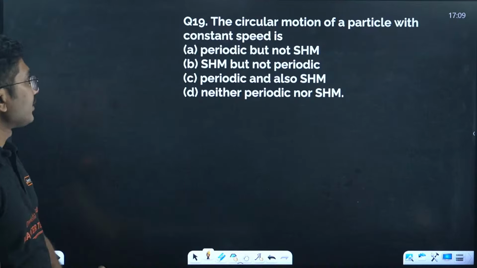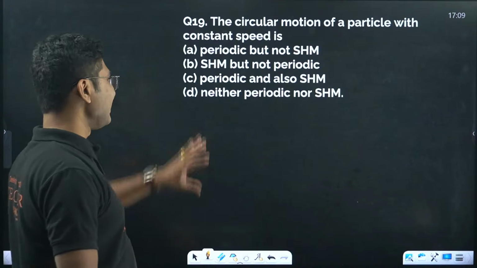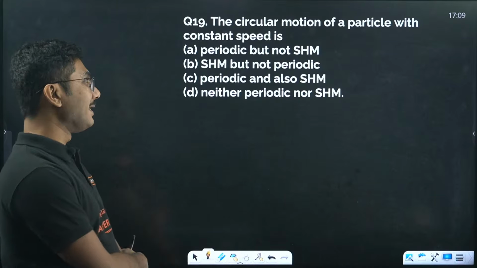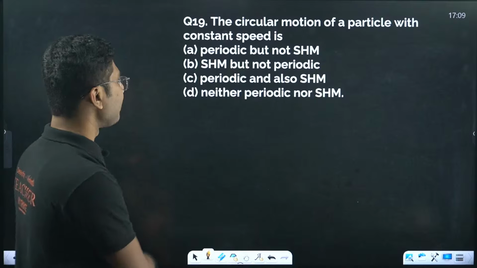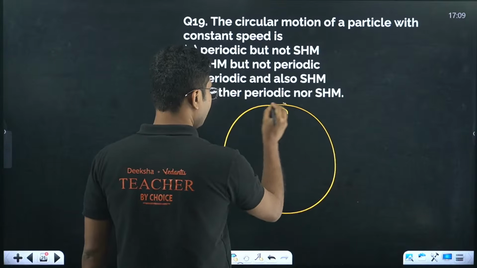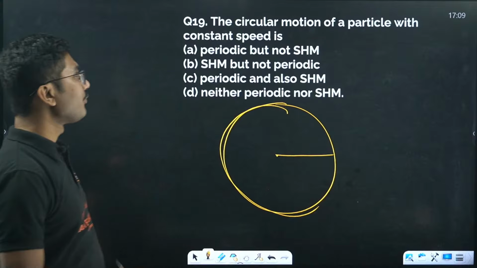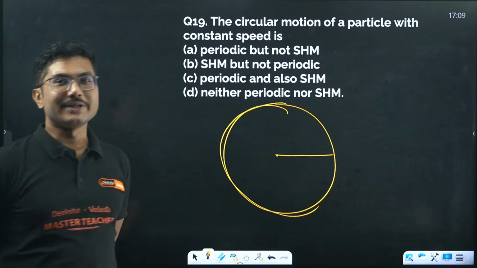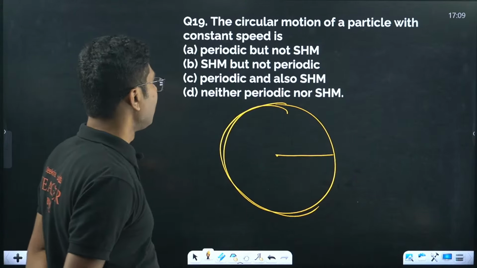Now next question. The circular motion of a particle with constant speed is... This is a very confusing question. Many of you often get confused whether it is periodic but not SHM, SHM but not periodic, periodic and also SHM, or neither periodic nor SHM. So here we have a circular motion about its axis, uniform circular motion obviously. The question is whether it's periodic, or SHM, or both, or neither of them.